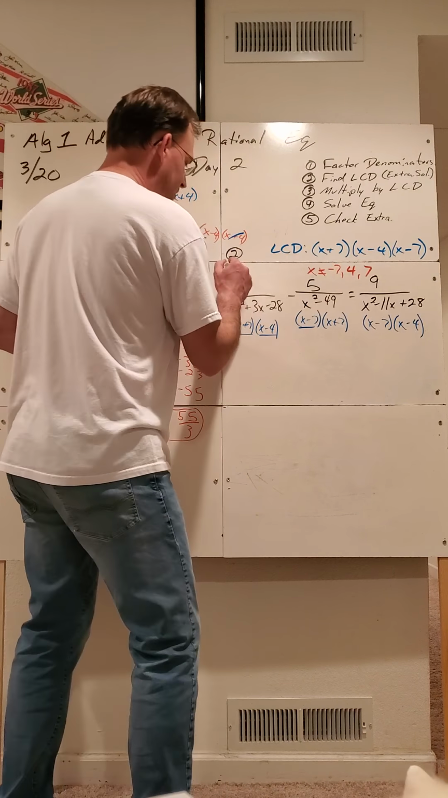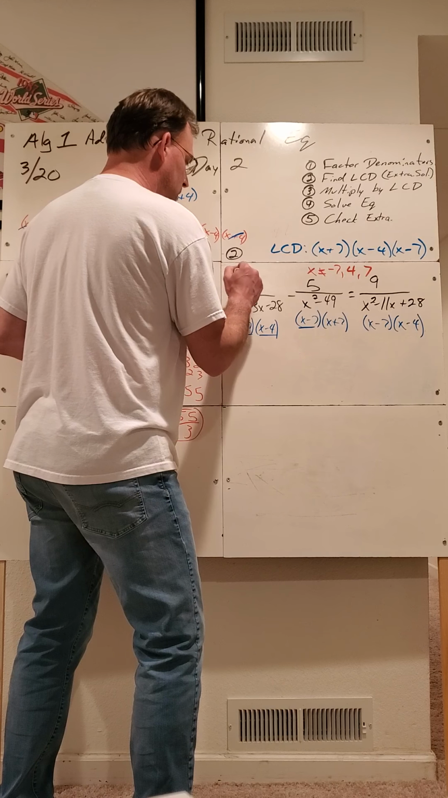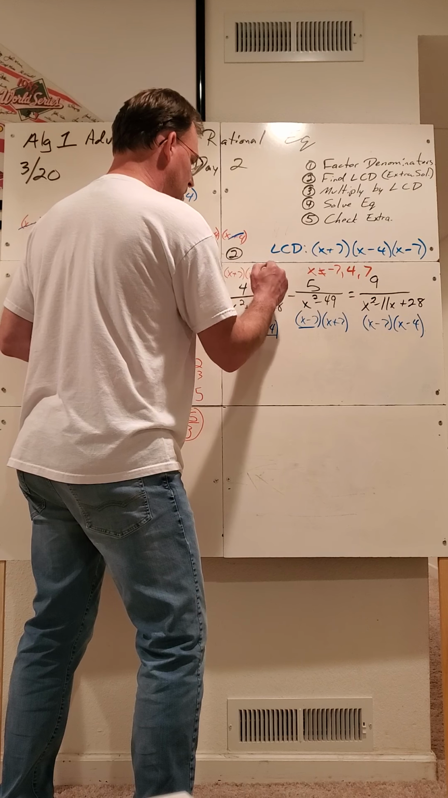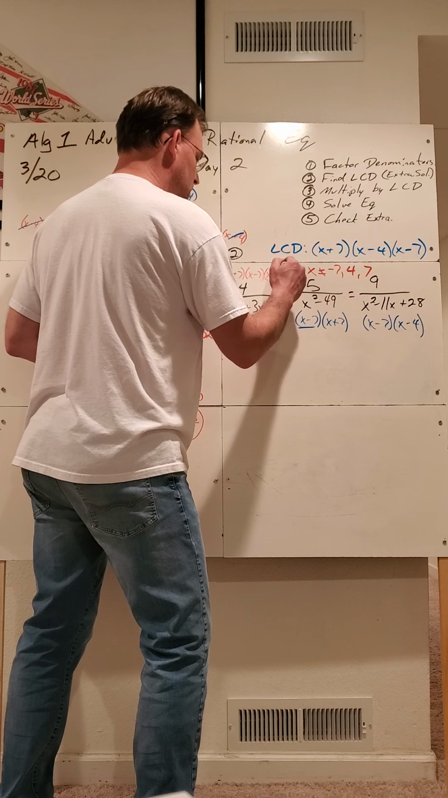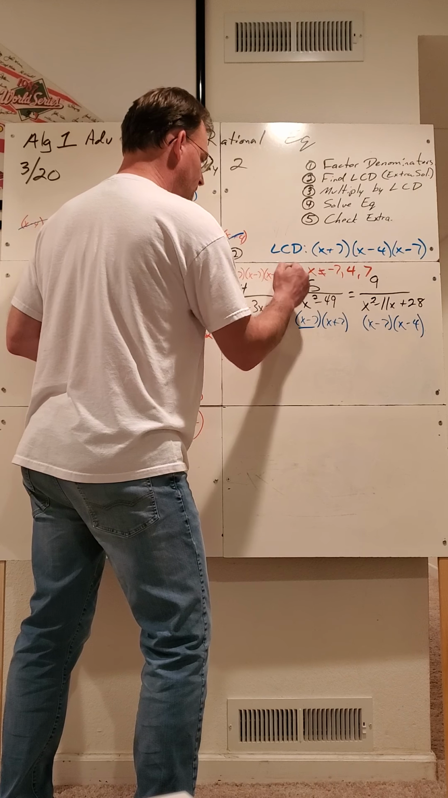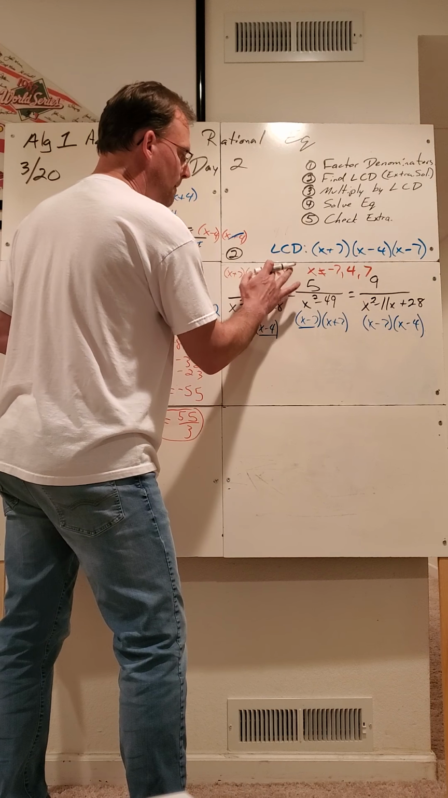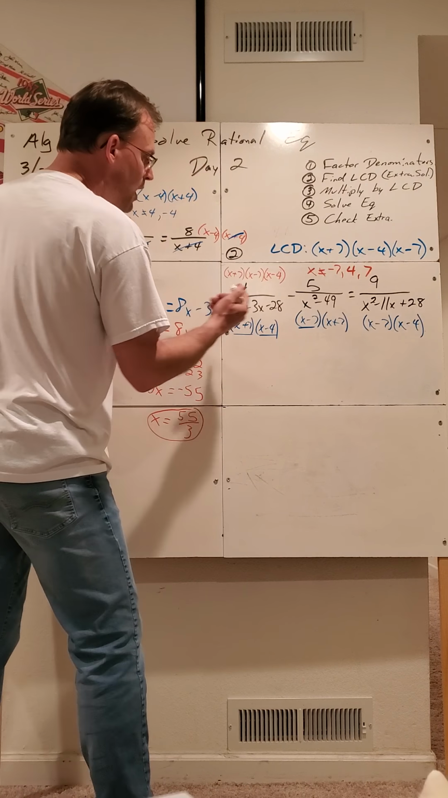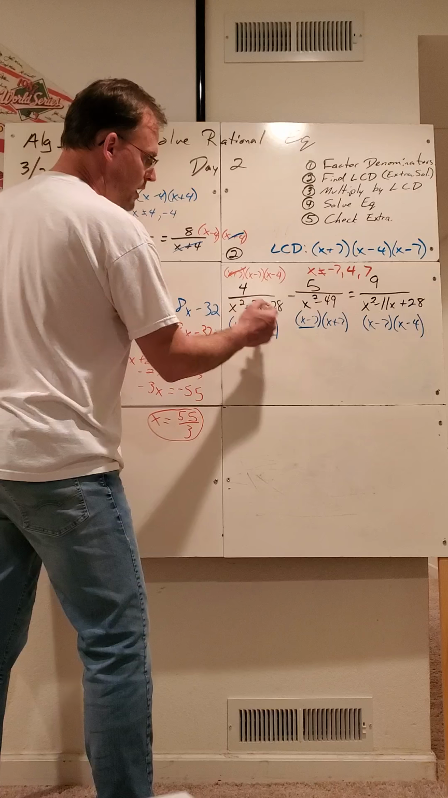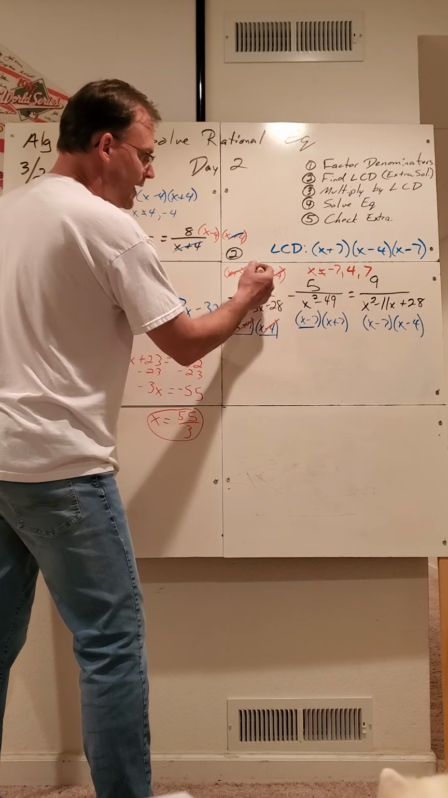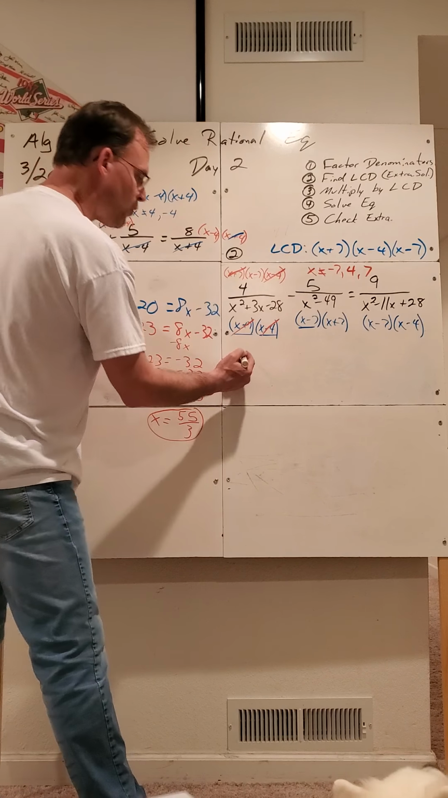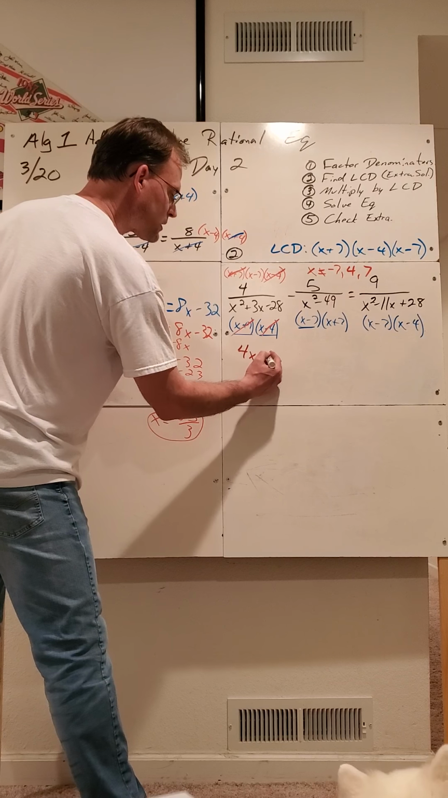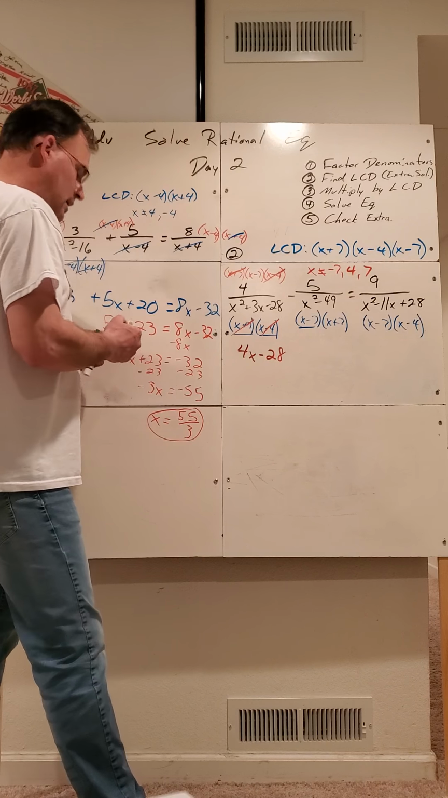Now, I've got x plus 7, x minus 7, x minus 4. Little typo there. So x plus 7, x minus 4. I got an x minus 7 left. I got a 4 here. That gives me 4x minus 28.